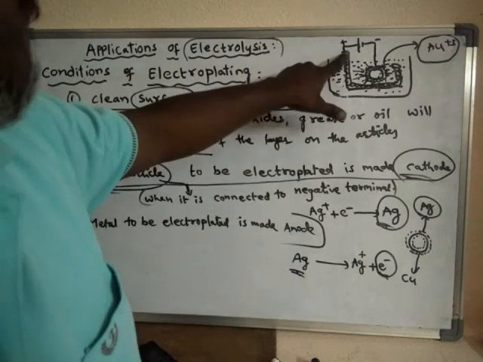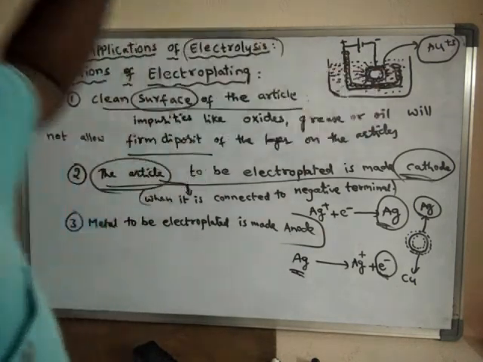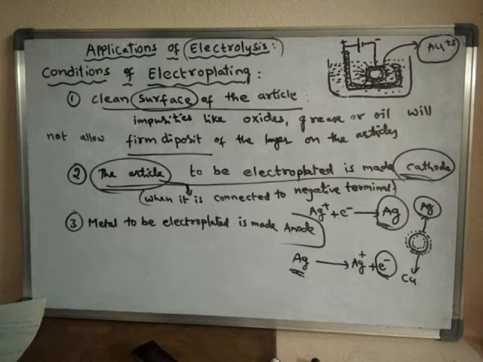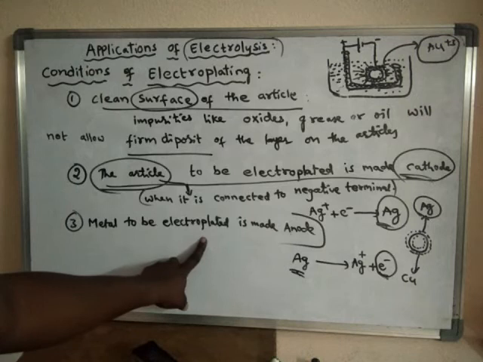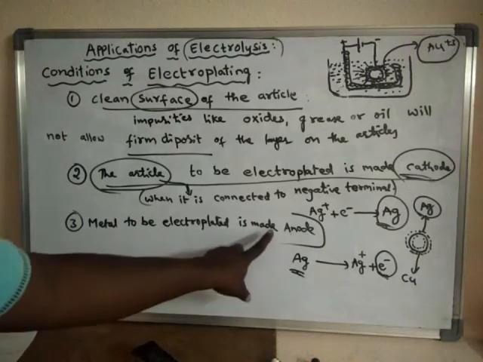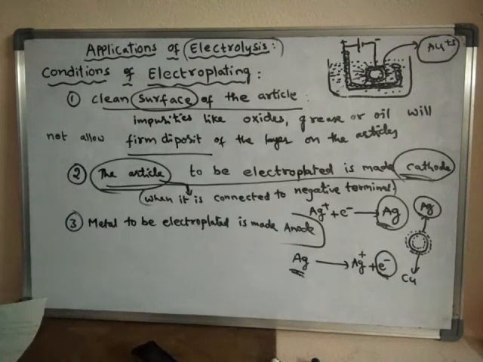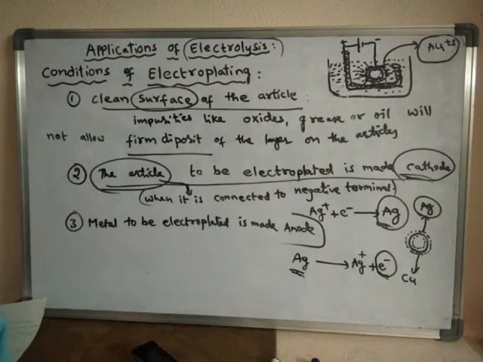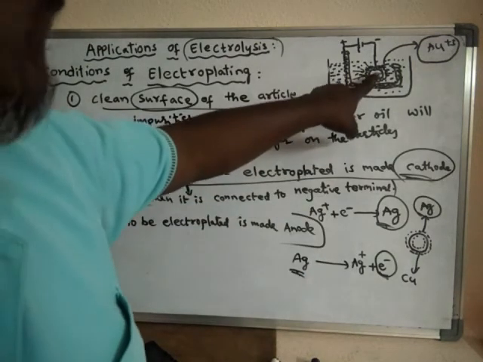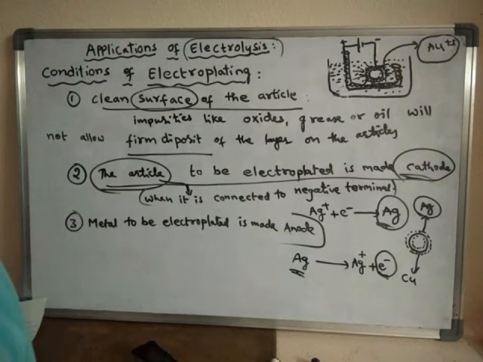Okay, and the anode material should be made up of gold. That means the metal to be electroplated is made into the anode. From that anode, the metal will lose ions into the solution in the form of metal ions, and from that solution, those metal ions will migrate towards the cathode, and finally those metal ions will deposit on the cathode in the form of metal.